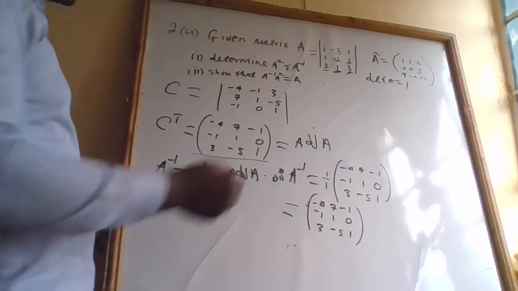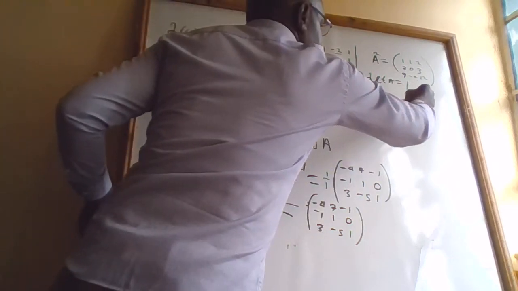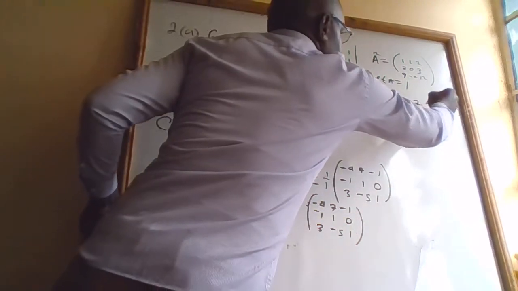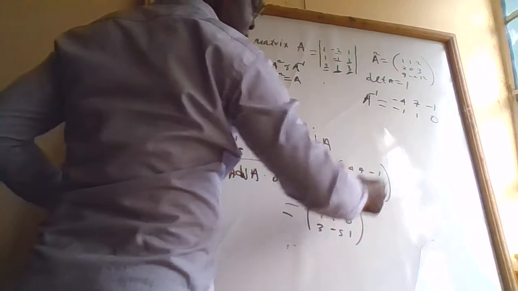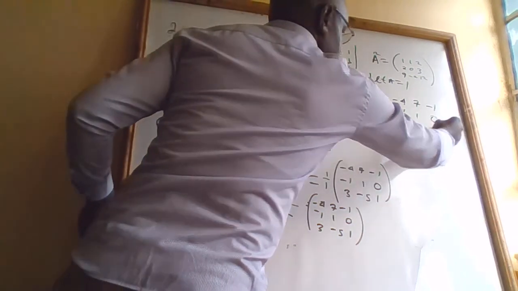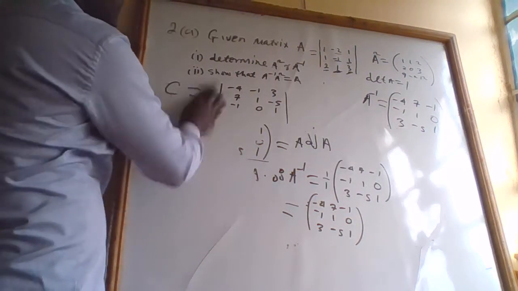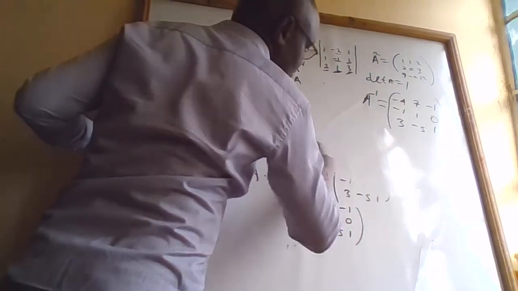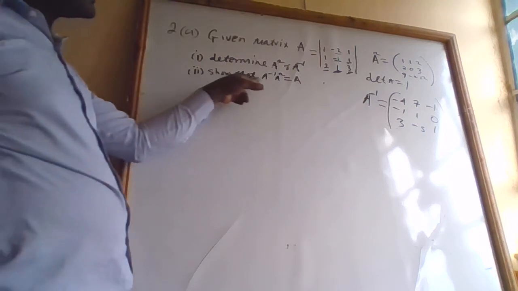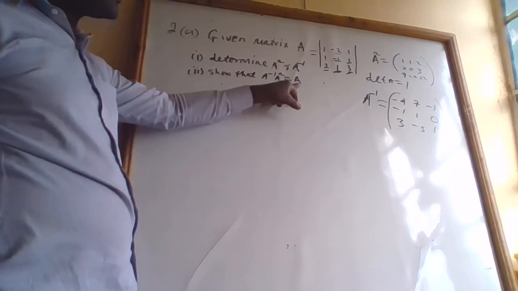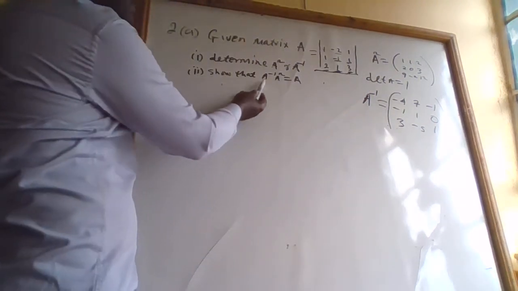So the inverse matrix equals negative 4, 7, negative 1, negative 1, 1, 0, 3, negative 5, 1, like that. So from here, the next thing is to show that A inverse times A squared is equal to A. This is our A. So we are simply getting the product of the two.